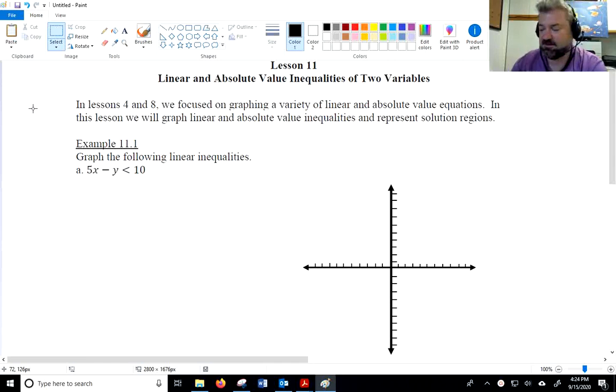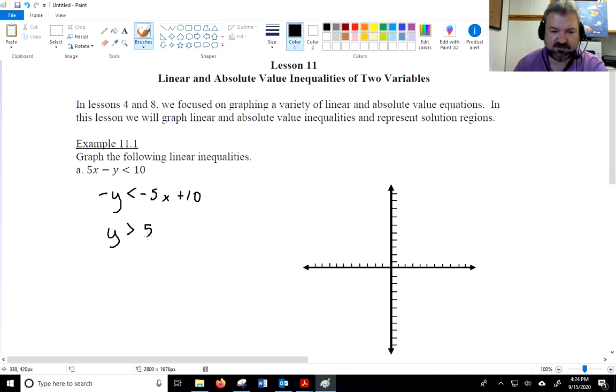5x minus y is less than 10. So to accomplish this, I am simply going to solve this for y. So I will subtract 5x from each side. And I'll divide by a negative 1, which will flip the direction of the inequality. So it looks like I have a line that starts down here at negative 10 and goes up 2 over 1.